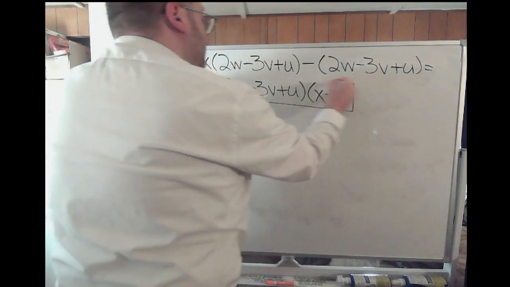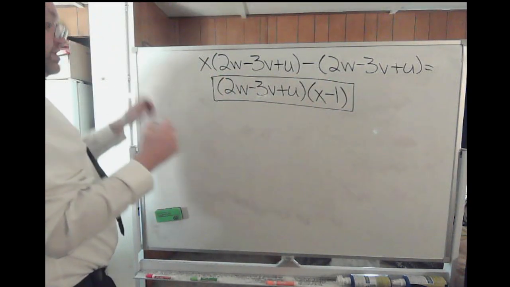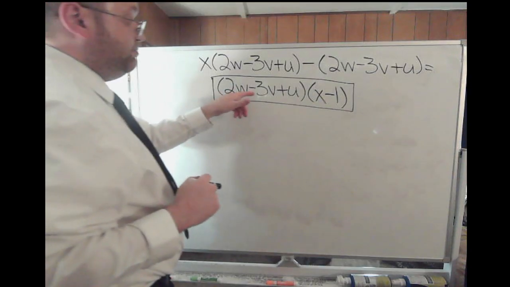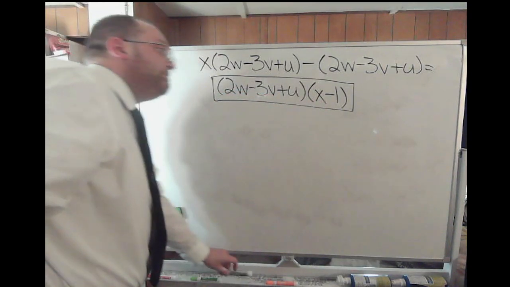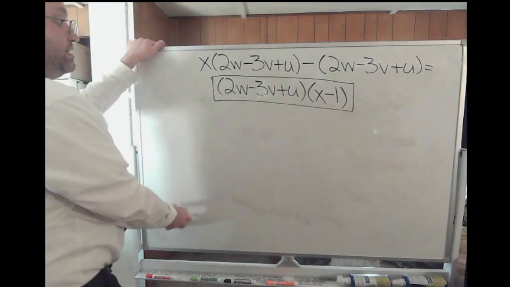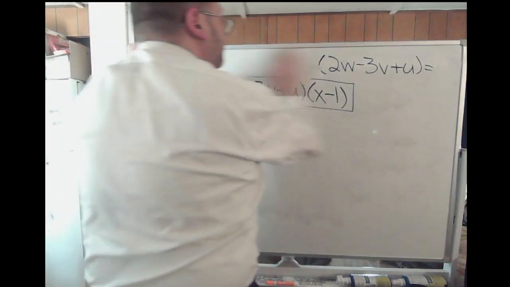So the answer you should get for this would be the quantity of 2w minus 3v plus u, that quantity times x minus 1. That one was pretty straightforward.